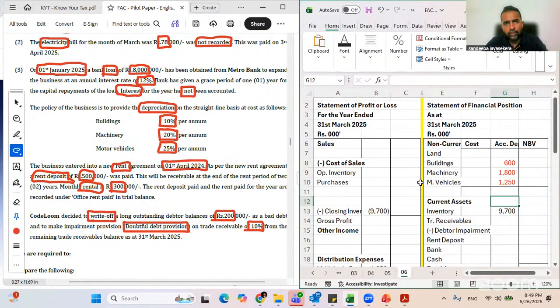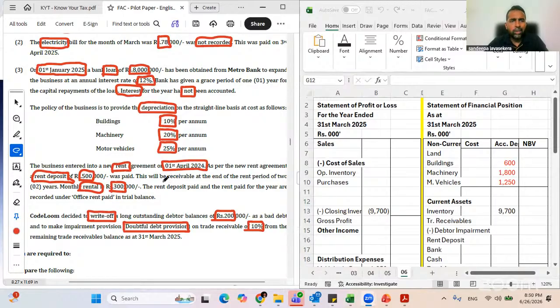Right. Bye-bye. Are we okay up to depreciation? Right. Thank you, Tatsar.